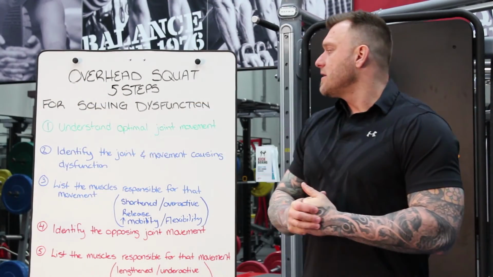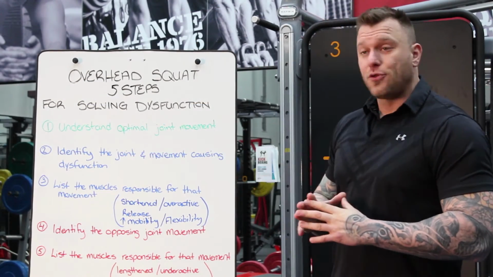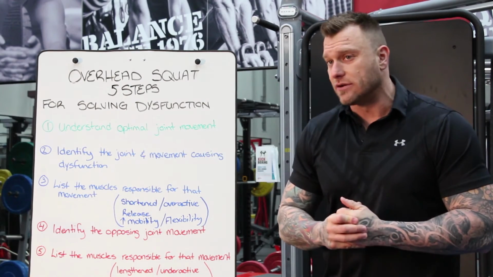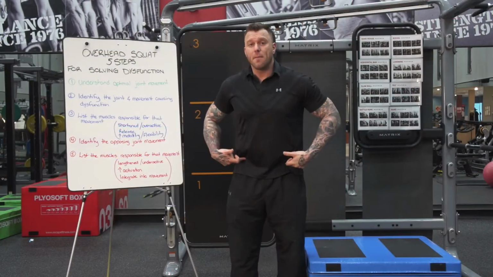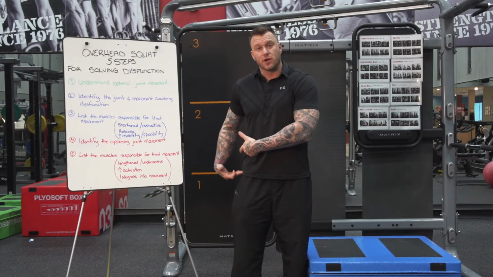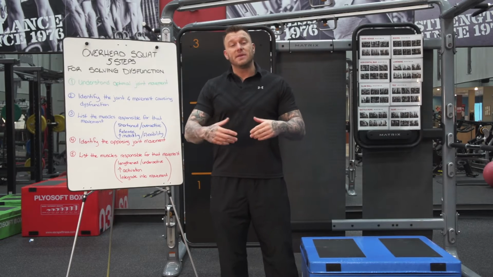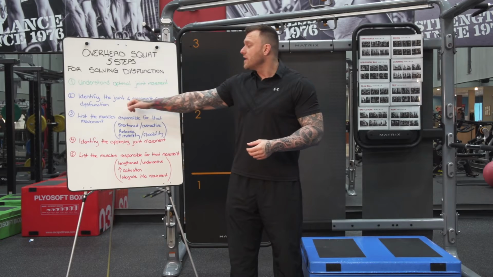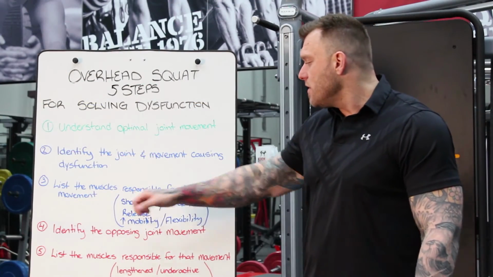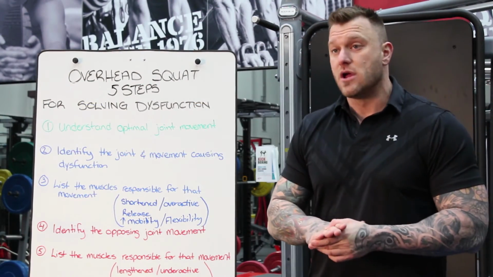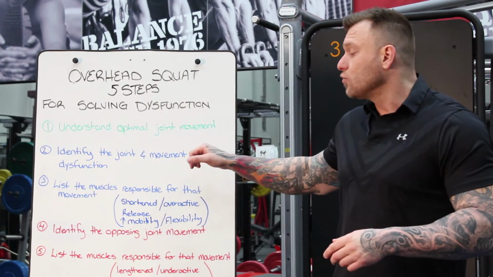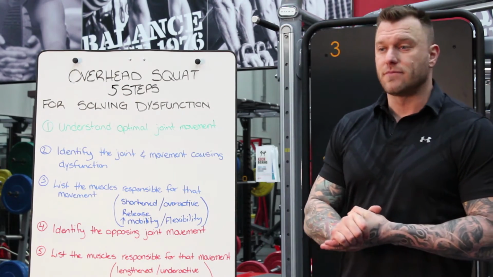Once you understand the optimal joint movement, step 2 and 3, we're gonna be looking at the joint and movement causing the dysfunction. So for example, if we have a lumbopelvic hip, we understand that the joint responsible is going to be here. If we have a lot of excessive leaning because of the ankle restriction, we understand that the joint is going to be the ankle joint, and then we look at all the muscles responsible for that movement. So for example, if there's lack of dorsiflexion, what are the muscles required for dorsiflexion?